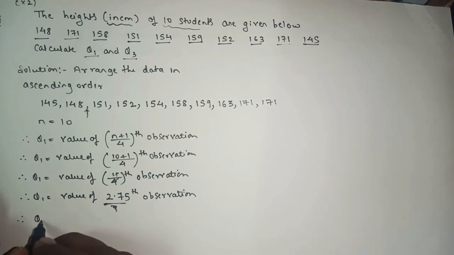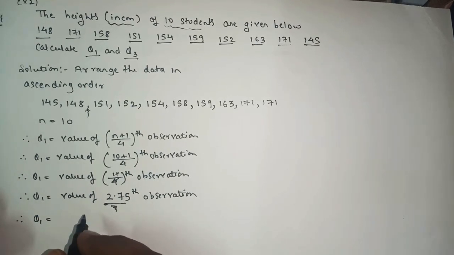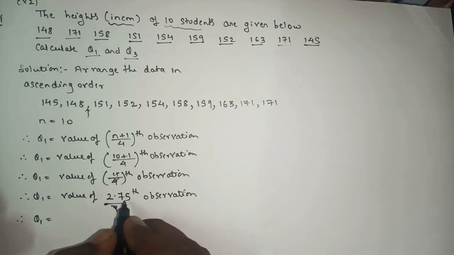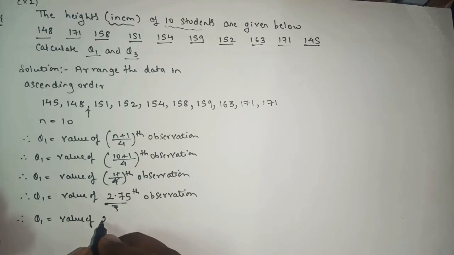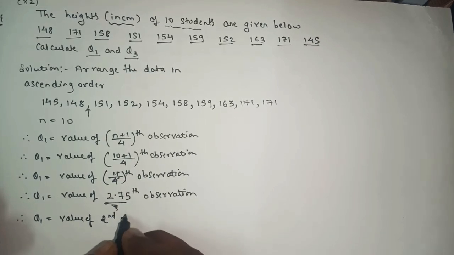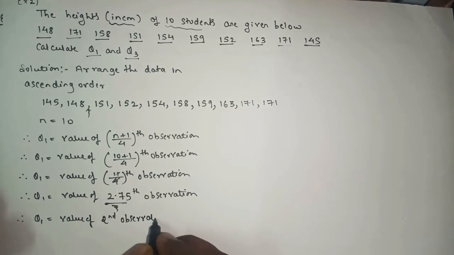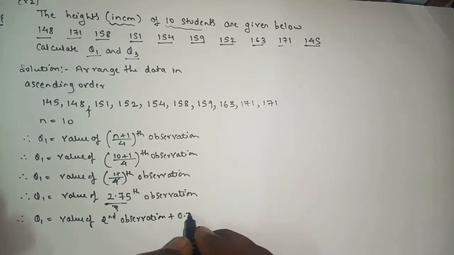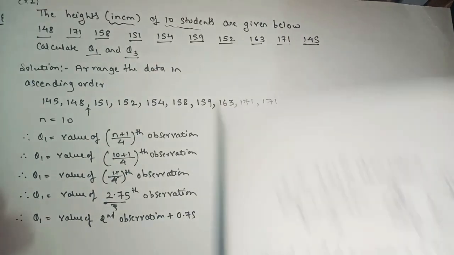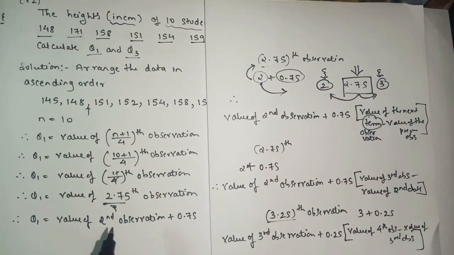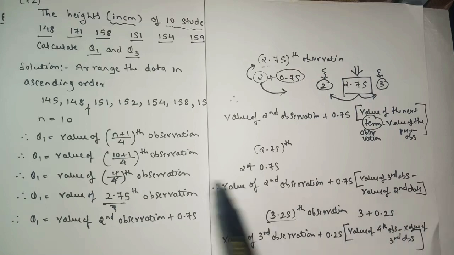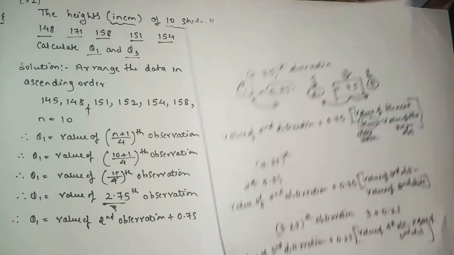So here Q1 we will write as, we'll break this 2.75 as 2 plus 0.75. So we'll write value of second observation plus 0.75. I hope you all understood this method, how to frame the formula with respect to the value which we get here. So whenever it is in decimal, this is the way in which you have to frame the formula, substitute the value, you will get the answer.